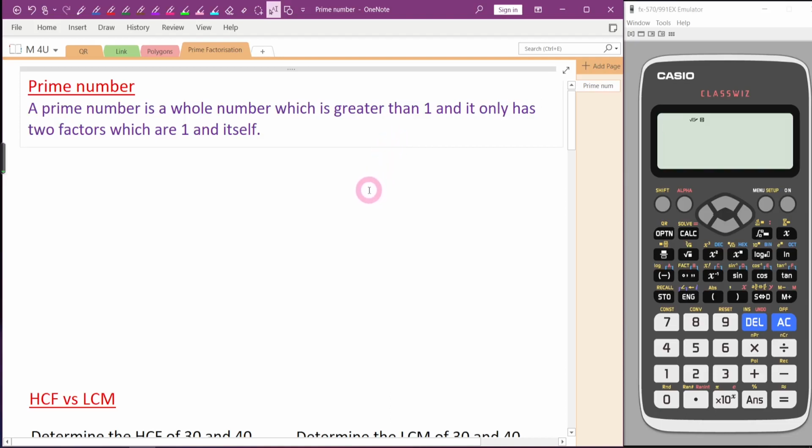Hi everybody, in this video, let's learn one of the features of this calculator, which is prime factorization. Let's do a quick revision about prime numbers. I hope that you still remember what is a prime number.